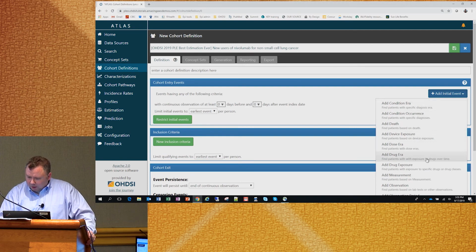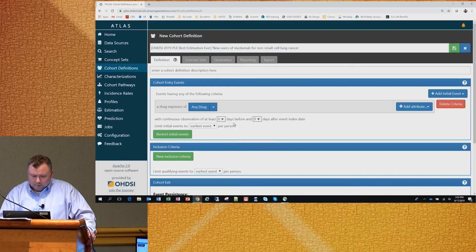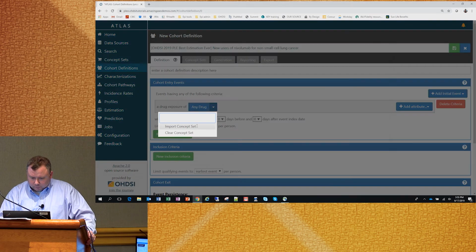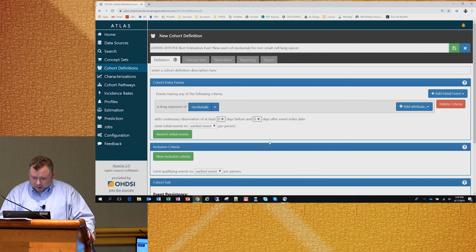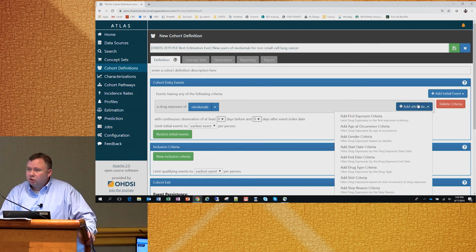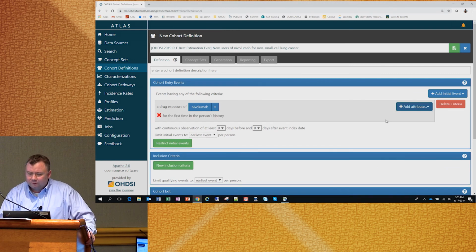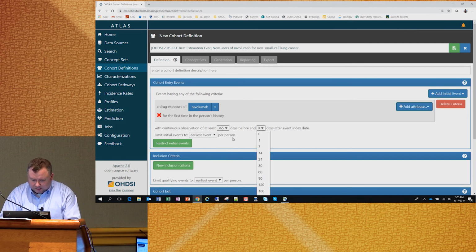Okay, and so I need to define my cohort entry event. That is going to be a drug exposure. I'm going to import a concept set for nivolumab. We said that it is initiating treatment, so that means I'm going to say I'm looking for the drug exposure that's the first time in their history. We said that we need to have at least 365 days of continuous observation before this first treatment, so I'm going to set this to 365.